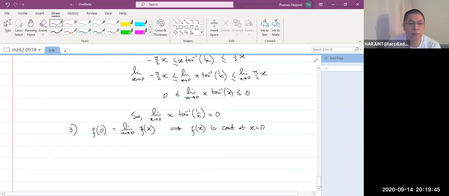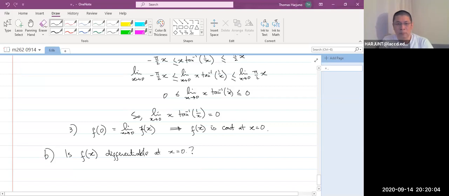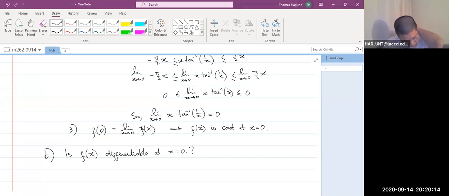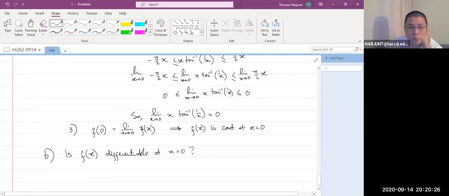Part B. Is f(x) differentiable at x equals 0? Is f(x) differentiable at x equals 0? It is continuous, right? So once the function is continuous, the next step is whether it is differentiable. Proof or solution.